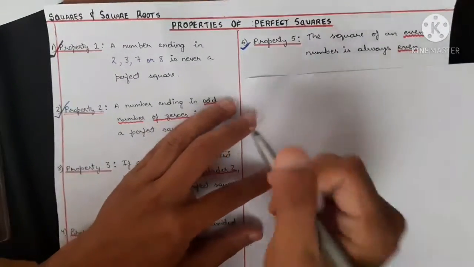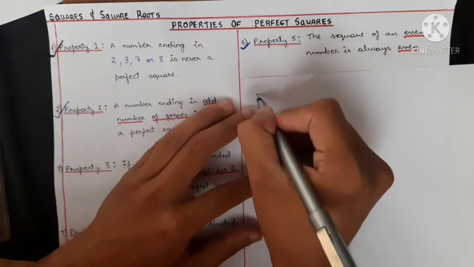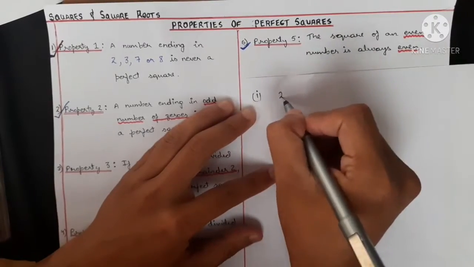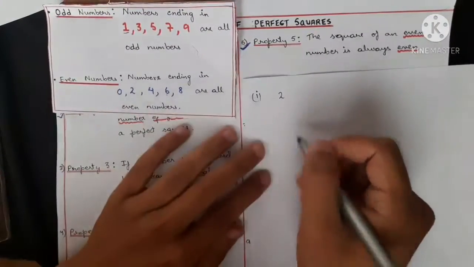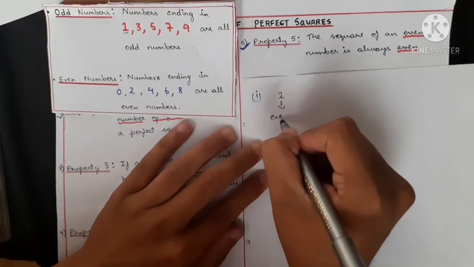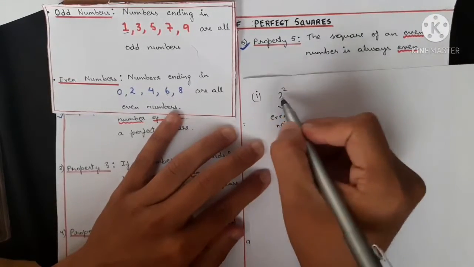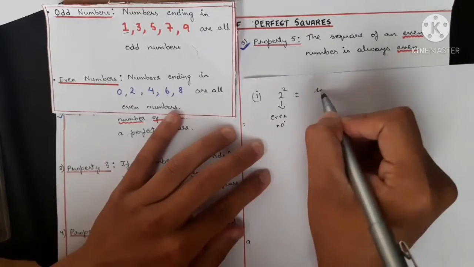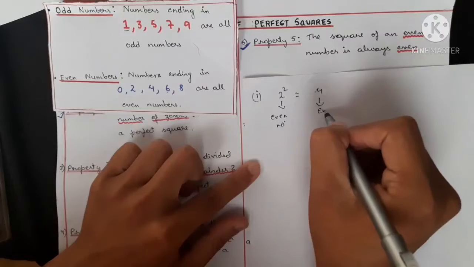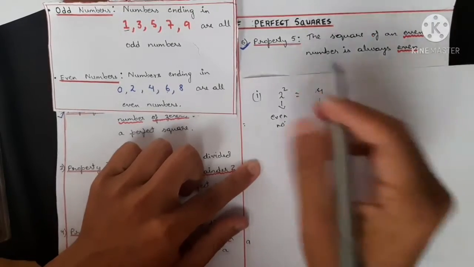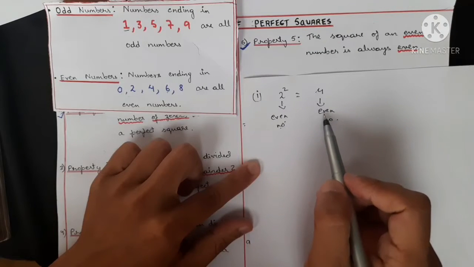So here, for property 5, suppose we have 2. 2 is an even number. Squaring 2, we will get what? We will get 4. 4 is an even number. So hence property 5 is correct. When you square an even number, the result we will get is an even number.